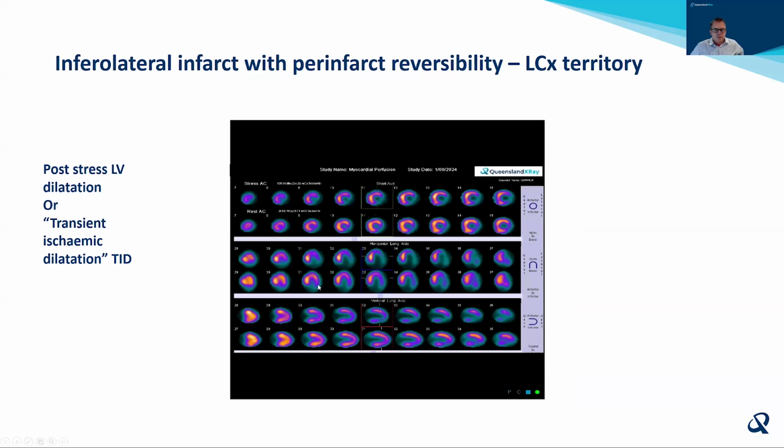So this is a slightly different scenario. This patient does have a defect in their rest images of moderate severity, but when the patient had adenosine, the defect got a lot larger. So this is an example of a patient with a fixed defect at rest, which represents an infarct, and that's in the infralateral territory. And it becomes larger in the stress images. So this patient has some peri-infarct reversibility. And this is a left circumflex territory segment. So this patient should also have formal coronary angiography.